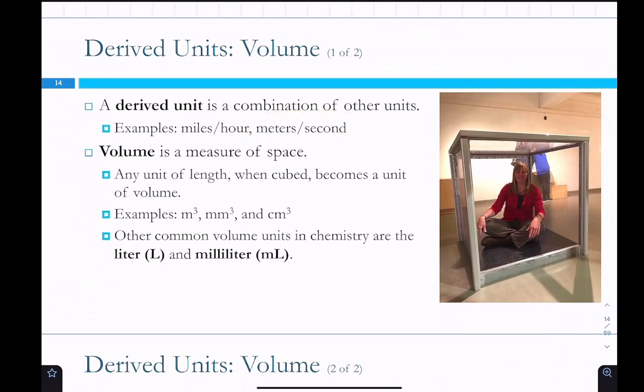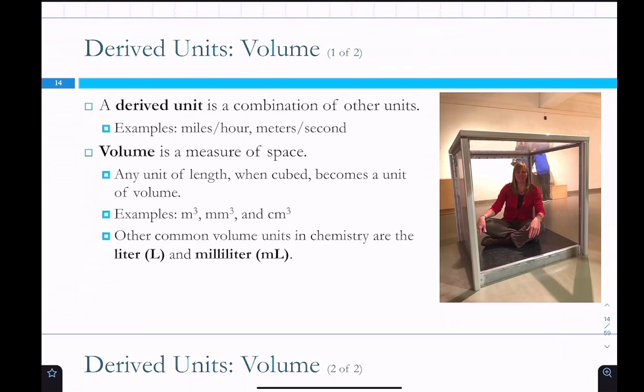A volume is a measure of space, and there are a couple ways that you can look at this. One of them is as a derived unit. So in terms of, I 3D printed these last night. We'll see if they actually make for a good demonstration.